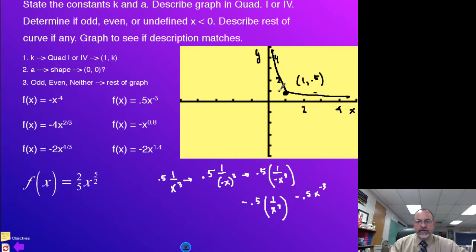So this point is going to be turned around the origin 180 degrees, so it's going to end up right here. And so then the graph is going to be over in this quadrant here.